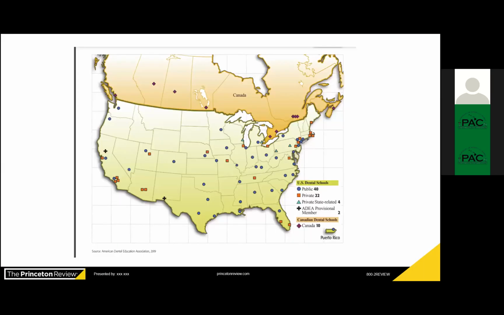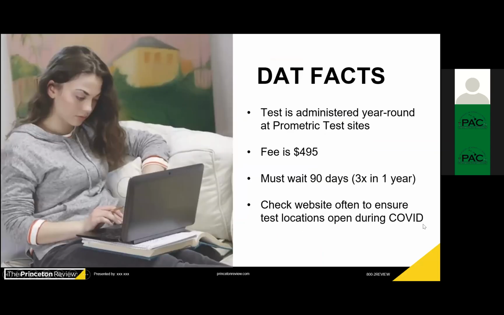Okay, so this map just shows you all of the dental schools in the United States and Canada. It's a visual representation. And so it's interesting to point out that there are a lot on the coasts. Quite a few in California and quite a few concentrated on the East Coast. And let's talk about DAT facts.